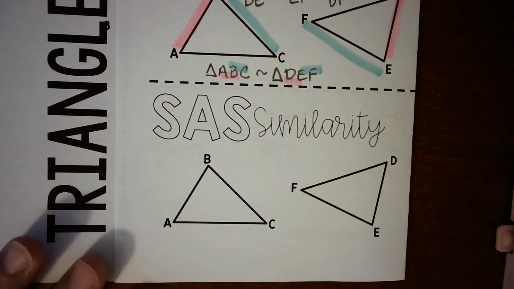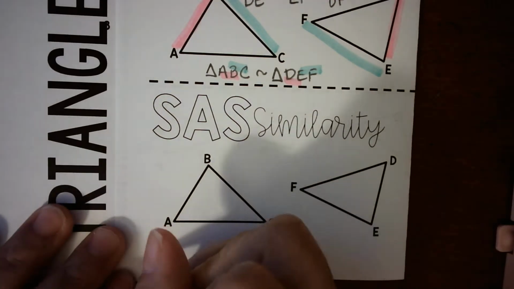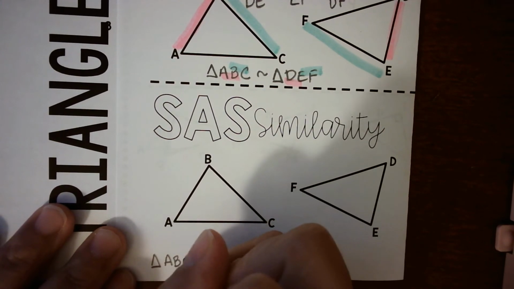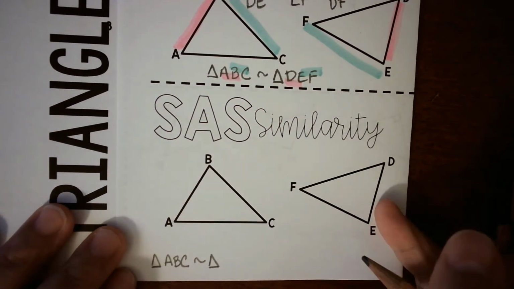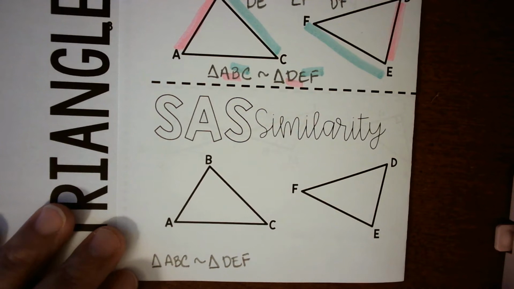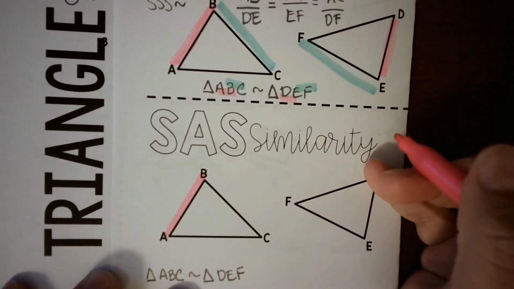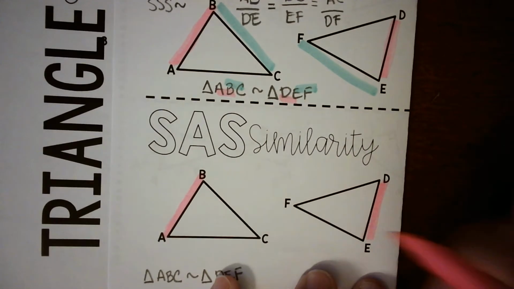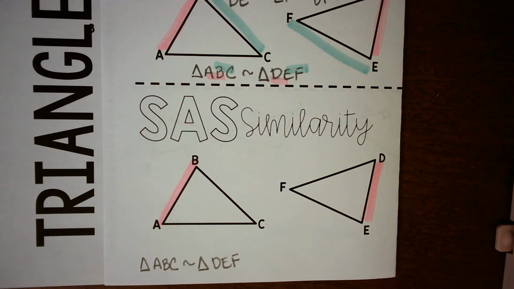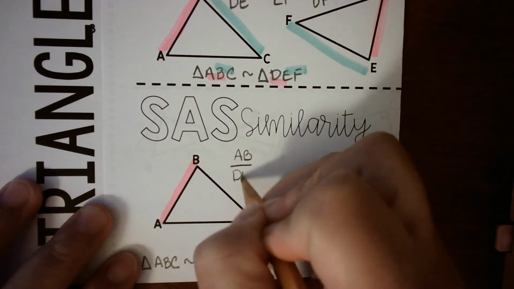We had a theorem also that said side, angle, side. And what we're talking about here is that two sides have to be proportional with a congruent angle. So let me write the similarity statement first. So I'm going to have triangle ABC is similar to triangle, and I'm going to say DEF. And what this theorem wants is that if I say AB and DE are the ones that correspond with one another, and we write that ratio, AB corresponds with DE.